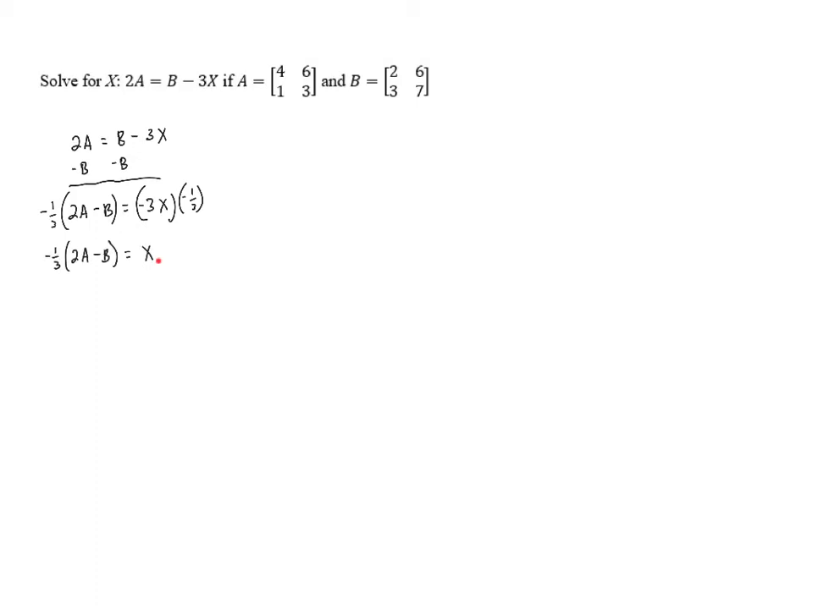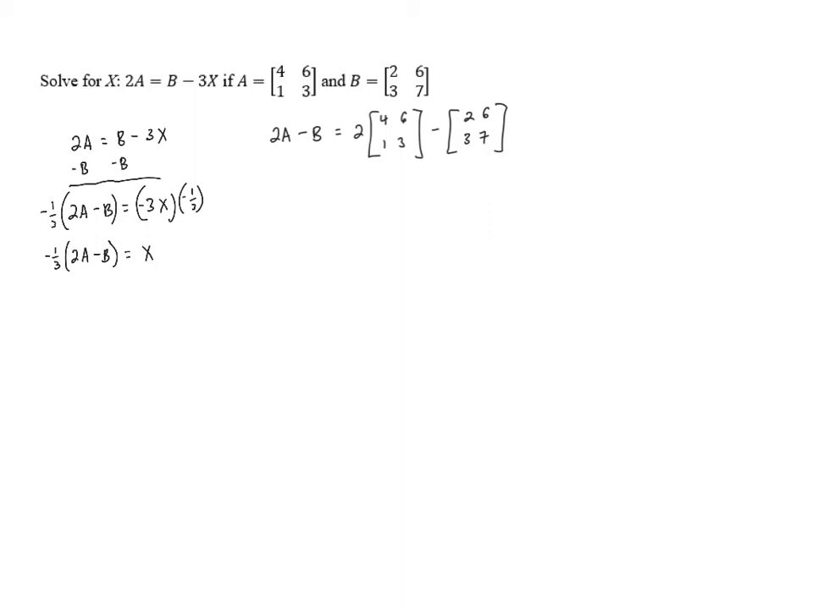So to figure out what the entries of the matrix x will be, we need to take 2A minus B and then take that result and multiply by negative 1/3. So let's do that. First, let's look at just 2A minus B. I'm going to do this in steps because I think that'll be nicer. So for 2A minus B, we've got 2 times the matrix with entries 4, 6, 1, and 3, minus the matrix with entries 2, 6, 3, and 7.